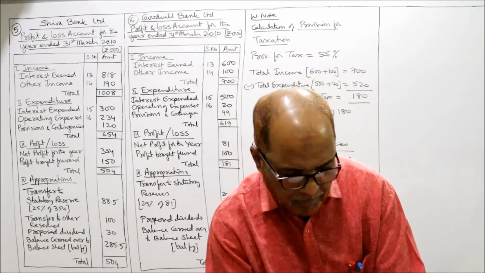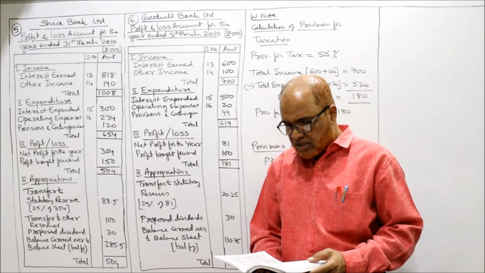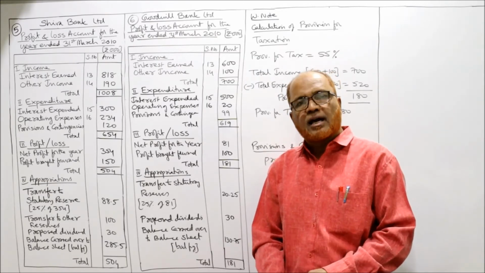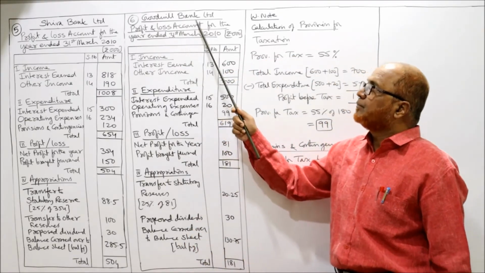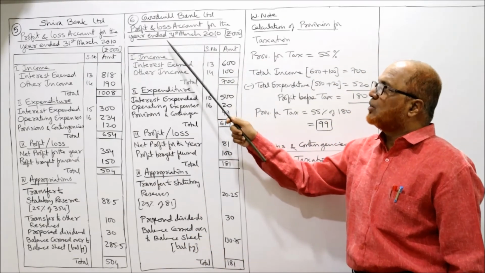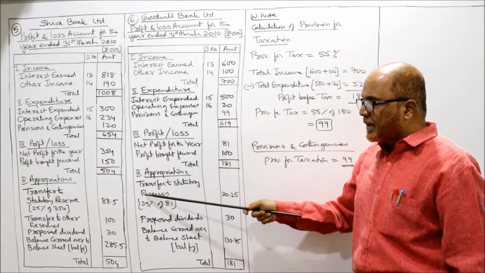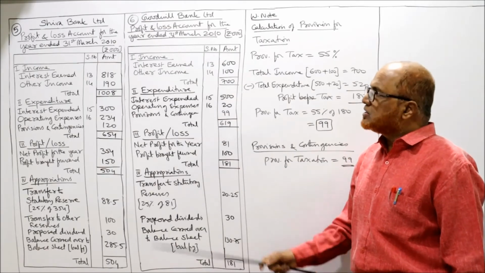Now I am reading out problem number 6. From the following information, prepare profit and loss account of Goodwill Bank Limited for the year ended 31st March 2010. Again, we are required to make the profit and loss account of Goodwill Bank Limited for the year ended 31st March 2010. Rupees in thousands. I have prepared the complete format of the profit and loss account.